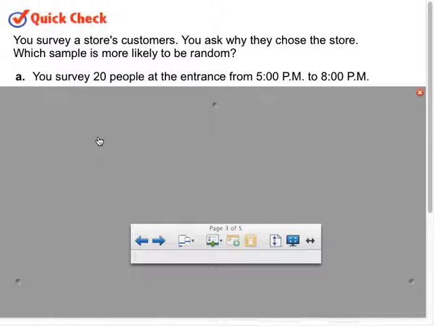Who's got something to say about that? Tata. I think it's not as random because usually they're all the time, not just between 5 p.m. and 8 p.m. Very good. So I like what Tata just said.